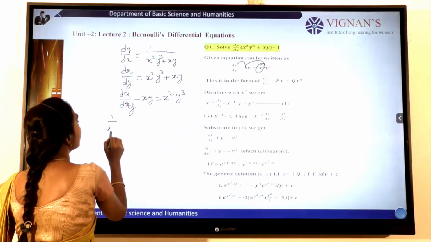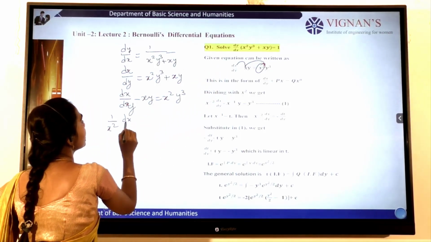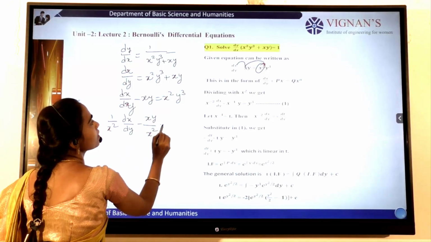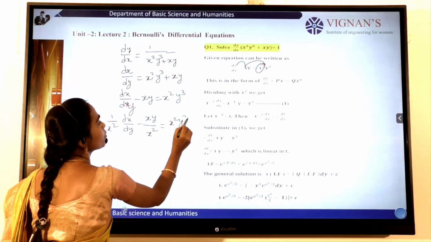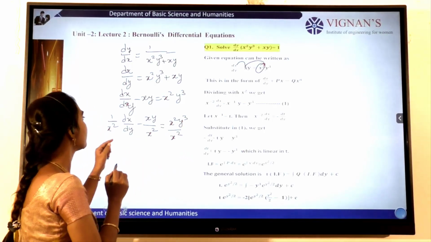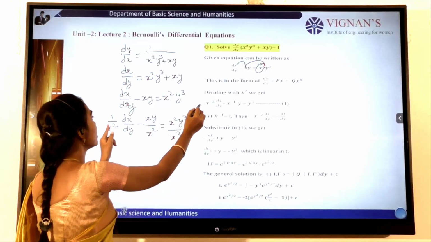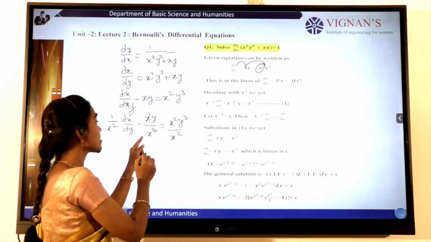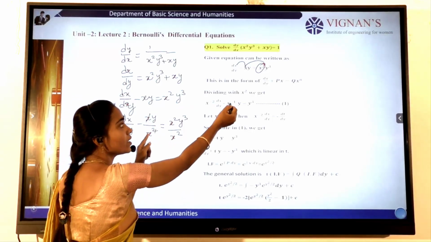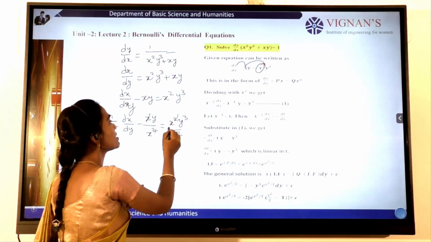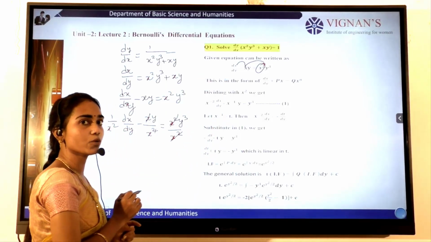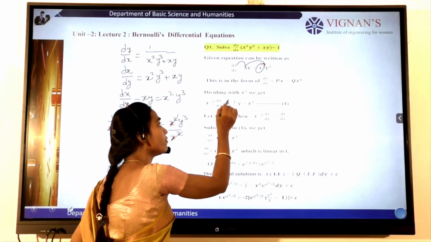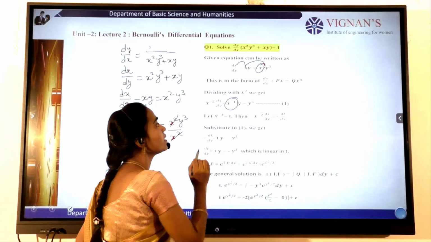It becomes 1 by x square dx by dy minus xy by x square is equal to x square y cube by x square. So after division, when x square goes to the numerator, it becomes x power minus 2 dx by dy. When x and x cancel, we have x power 1, which goes to the numerator, x power minus 1 into y. When x square cancels, it becomes y cube. Now we have to take a substitution to convert it into a linear equation. Every time, the middle term is taken as the substitution.